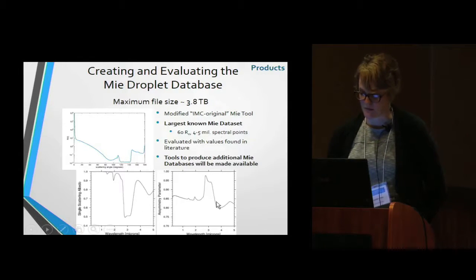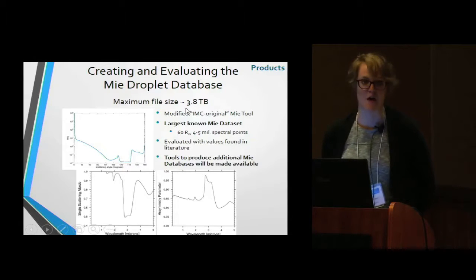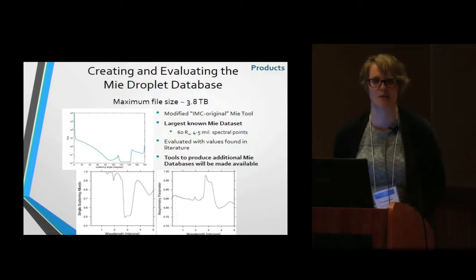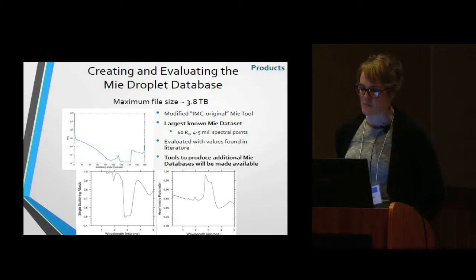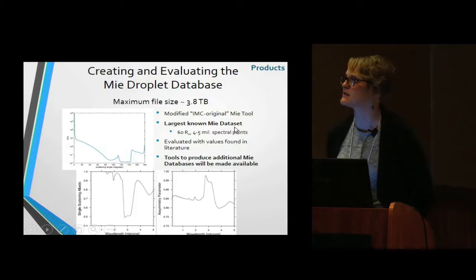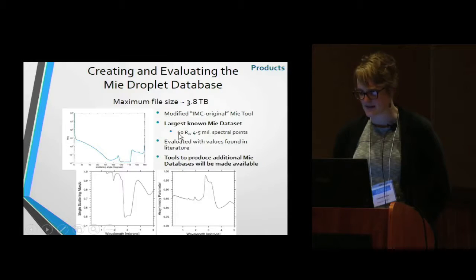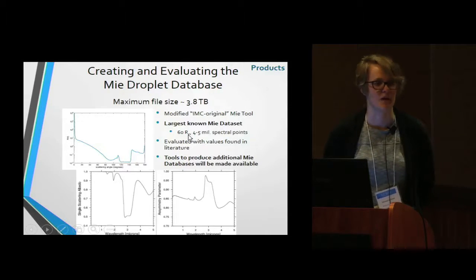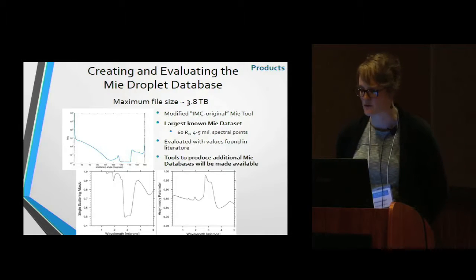And that table was quite a bit bigger, about 1,000 times bigger, because I had to save a lot more values to describe not just the absorption, but also the scattering. So some of the scattering profiles included up to 1,000 members, and there were, let's see, 60 different values of effective radius and about 4 to 5 million spectral points. So you can see how that multiplies quickly.